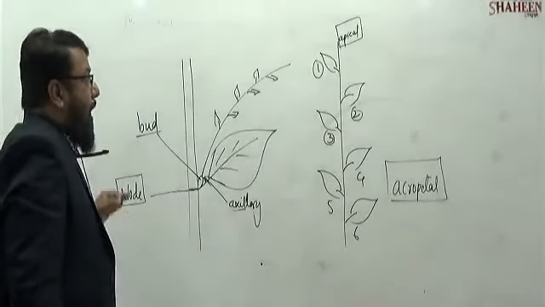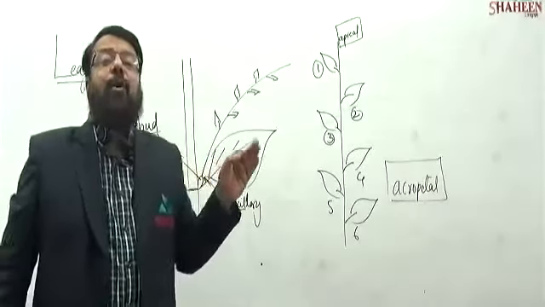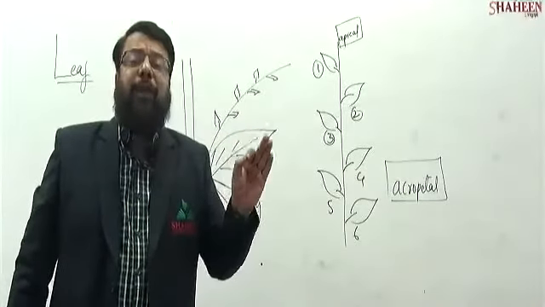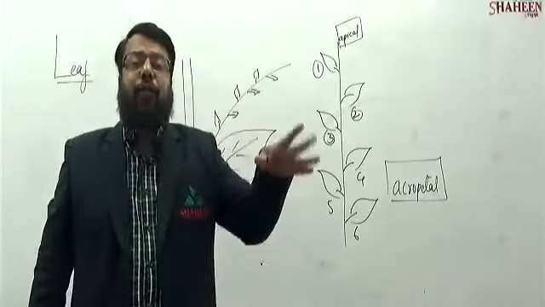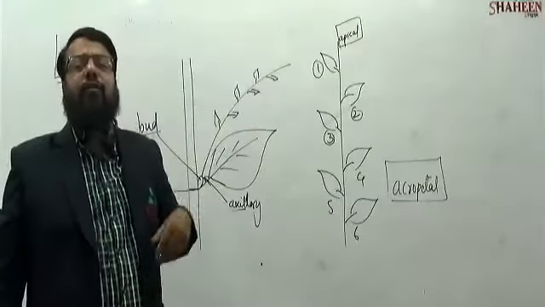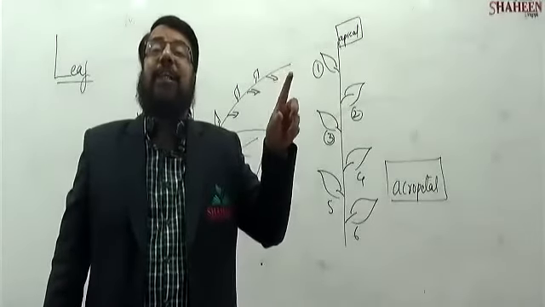Now, what is the function of a leaf? The function of a leaf is to perform photosynthesis. What is photosynthesis? A process by which a plant prepares its food materials. Yesterday we wrote that equation also: CO2 plus H2O gives C6H12O6.